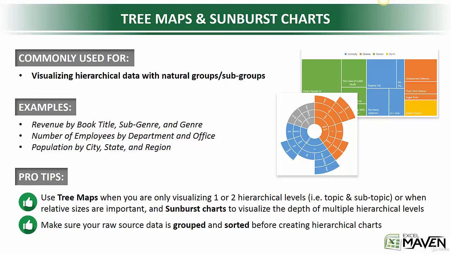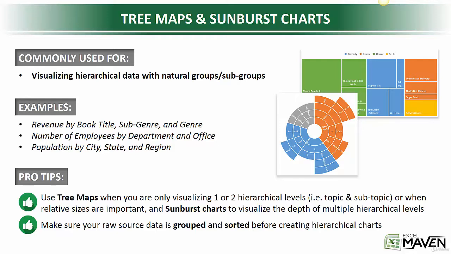So in the past, if you wanted to visualize hierarchical data, Excel was not a very good way to do that. But that's all changed in 2016 with the introduction of tree maps and sunburst charts. So these types of charts are a really great way to visualize data that has natural groups or subgrouping.